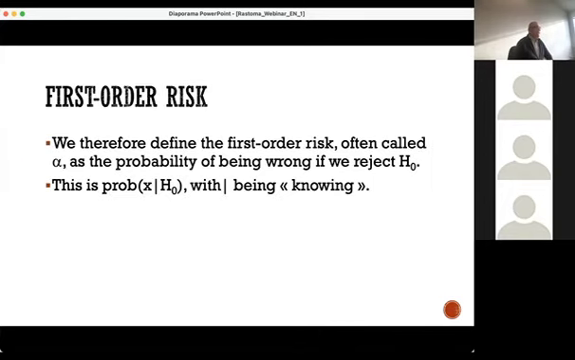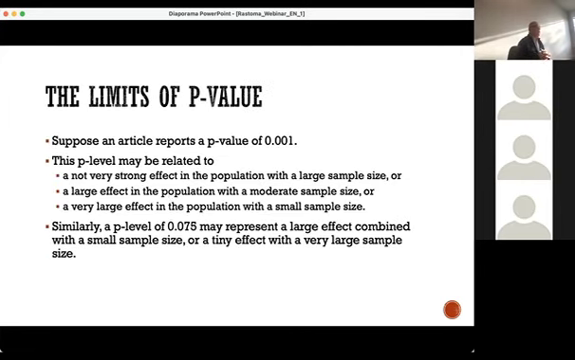Okay. So the p-value is what is called the first order risk. This is technically the probability of the data knowing H0. But the p-value, the way we are doing tests, has some limits. Suppose that an article reports a p-value of 0.001.